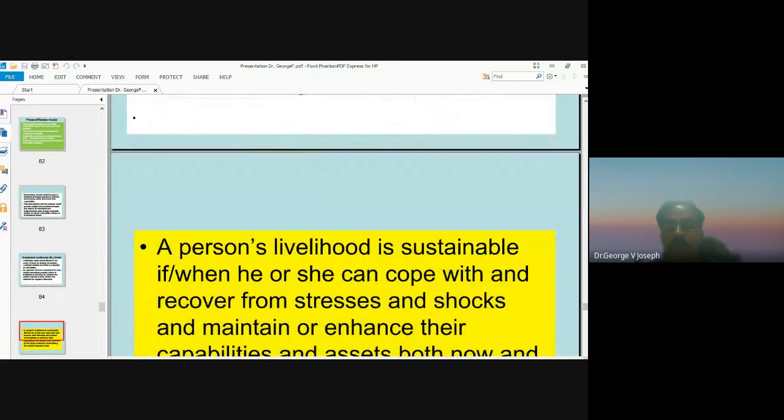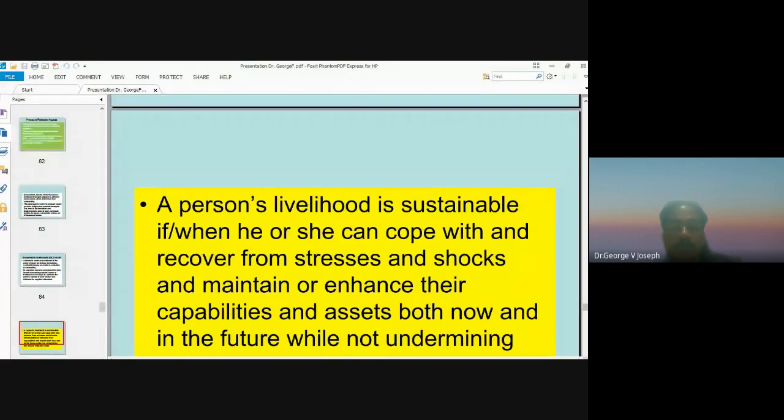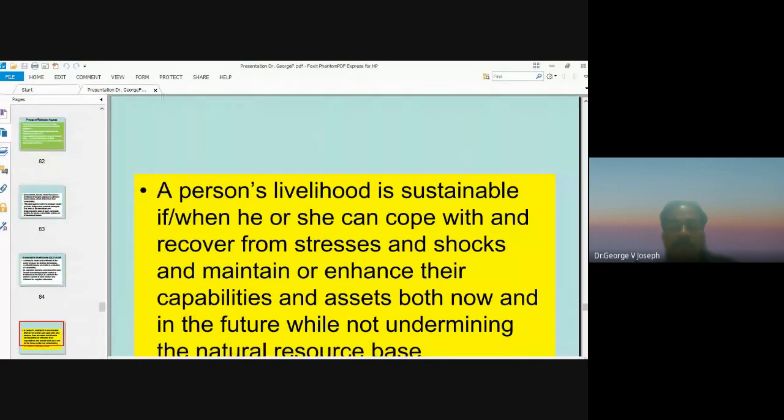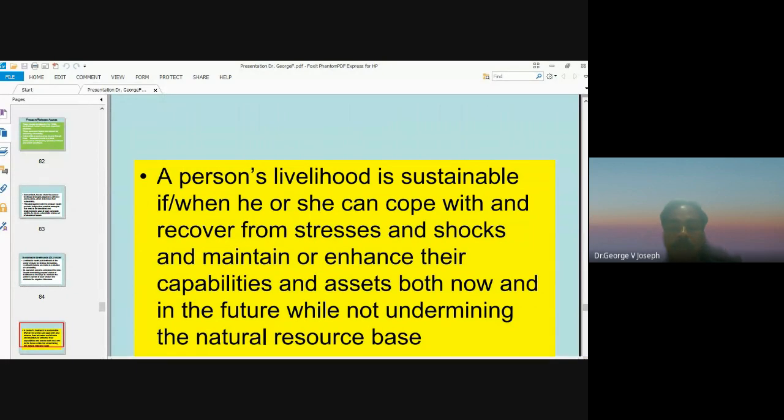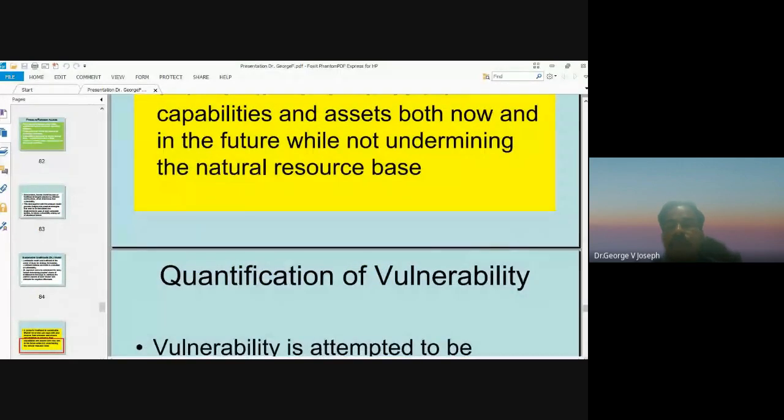A person's livelihood is sustainable when he or she can cope with and recover from the stresses and shocks and maintain or enhance their capabilities and assets both now and in the future, while not undermining the natural resource base. So this type of adaptation also helps the people to reduce vulnerabilities.